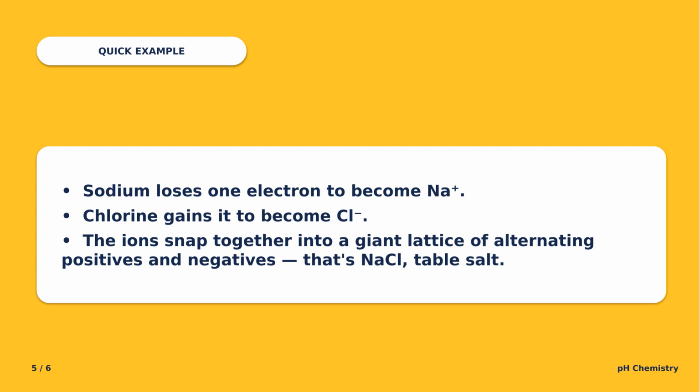Quick example. Sodium loses one electron to become Na+. Chlorine gains it to become Cl-. The ions snap together into a giant lattice of alternating positives and negatives. That's NaCl, or table salt, and it melts at 801 degrees Celsius.